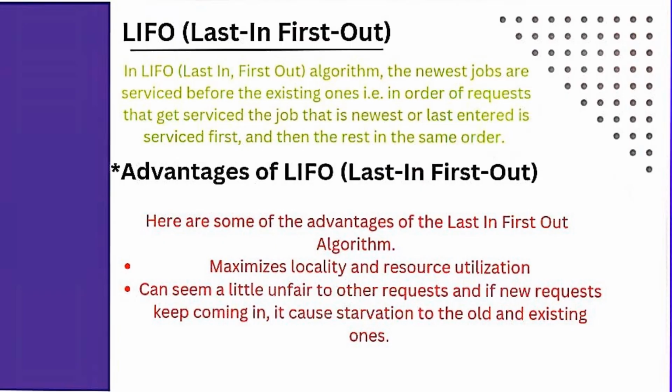Another is the LIFO algorithm. In LIFO, last in first out, the newest jobs are serviced before the existing ones. In the order of requests that get serviced, the job that is newest or latest to enter is serviced first, and then the rest in the same order. Advantages: maximizes locality and resource utilization. It can seem a little unfair to other requesters, and if new requests keep coming in, it causes starvation to the old and waiting ones.